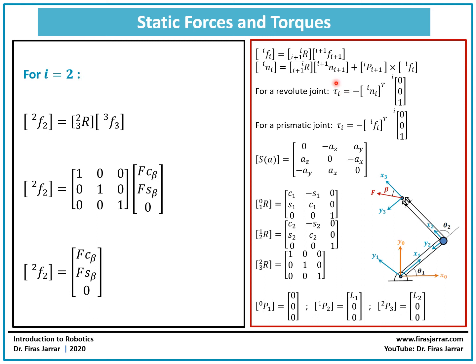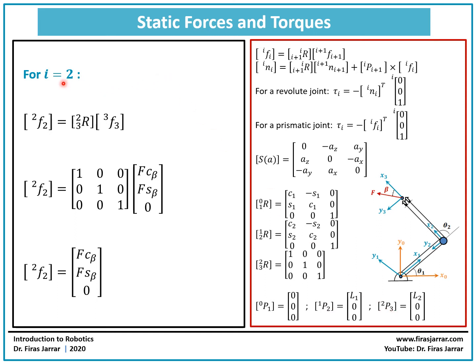If it's a revolute joint, this is going to be the torque, and if it's a prismatic joint, this is going to be the value of the force. And this is the formula for the skew symmetric matrix. These are the R rotation matrices 1 to 0, 2 to 1, and 3 to 2. We already have explained how to obtain these in the previous lectures. And this is the position vector of origin of frame 1 with respect to 0. This is 2 to 1, and this is 3 to 2.